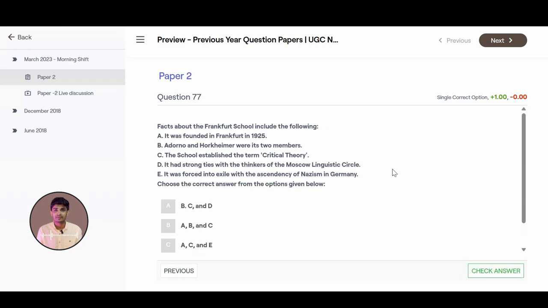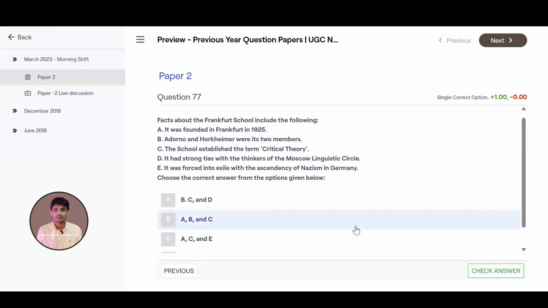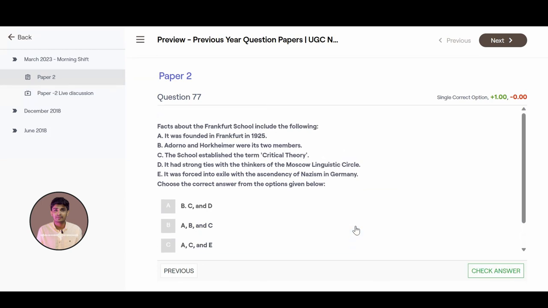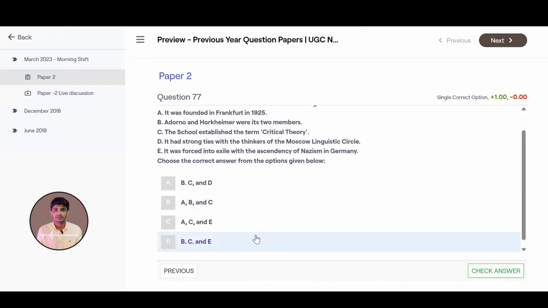Facts about the Frankfurt School included the following. Which among them are correct? A. It was founded in Frankfurt, Germany in 1924-5. B. Adorno and Horkheimer were its two members. C. The school established the term critical theory. D. It had strong ties with thinkers of the Moscow Linguistic Circle. E. It was forced into exile during the ascendancy of Nazism in Germany. Which among the following are correct? B, C, D; A, B, C; A, C, E; and BCE. Give me the answer.